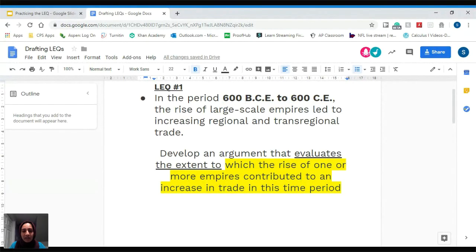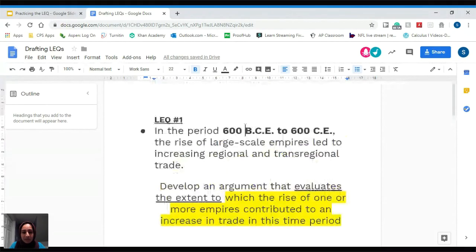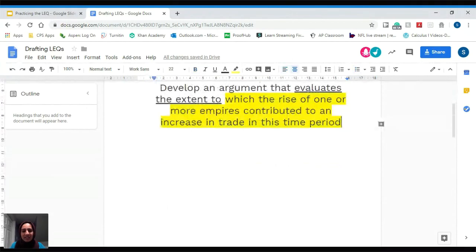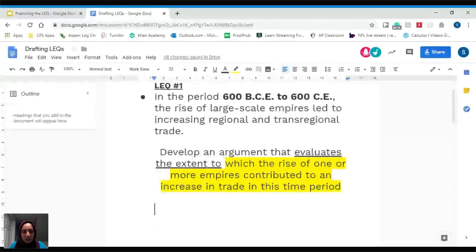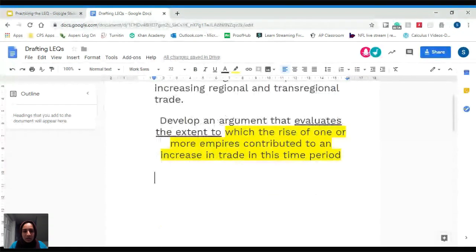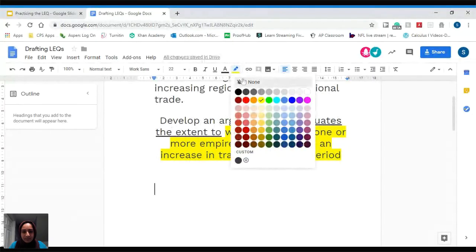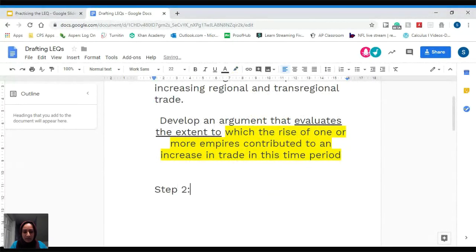So now that I've broken down this prompt, I might want to just list all the evidence, get it off my mind so that I know what I'm going to be talking about. So this was step one right here. So now we'll have step two. Can you guys think of empires, if you remember any big empires in this time period?